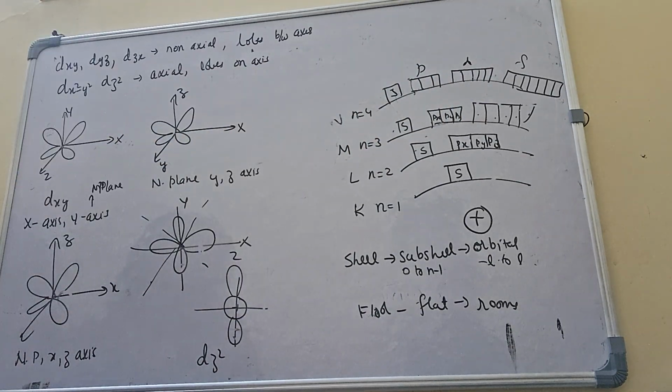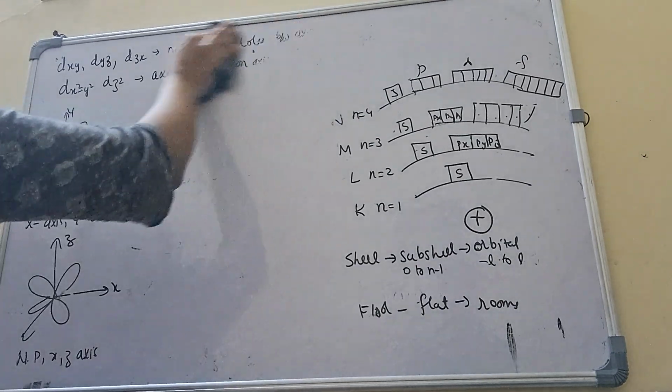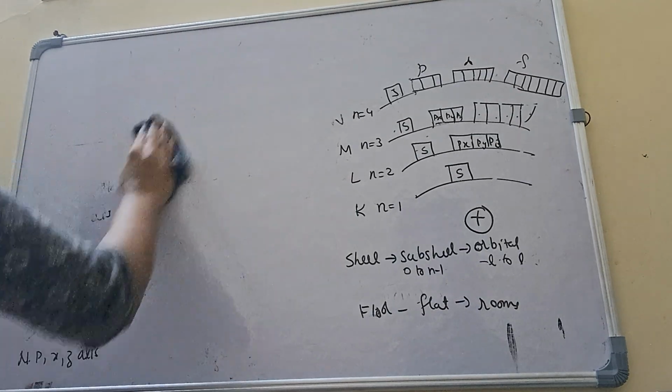The last part here will be about the spin quantum number. The spin quantum number is the only one you are not getting from the Schrodinger wave equation because it has a fixed value.